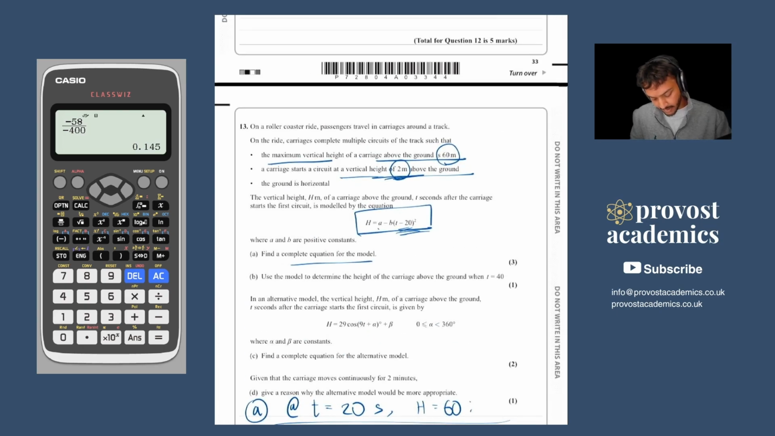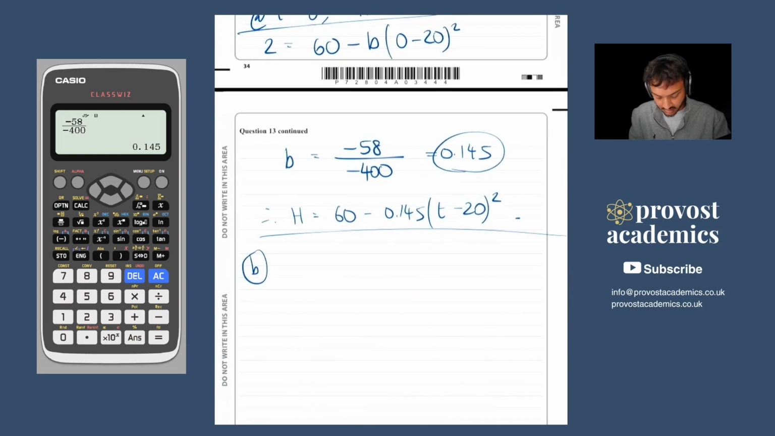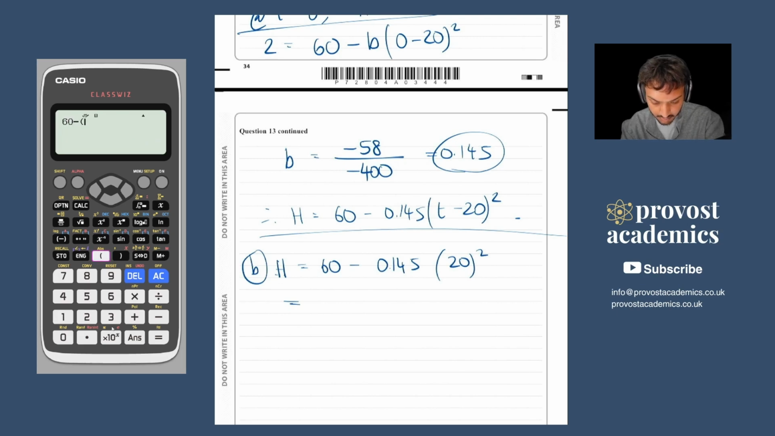Okay, question part B, it says determine the model of the height if t is equal to 40. Pretty straightforward, we just sub in t equals 40 and see what answer we get. So h is going to be equal to 60 minus 0.145 (20) whole squared. Pop it into our calculator again, 60 minus brackets 0.145 times 20 squared, to give us an answer of 2 meters.